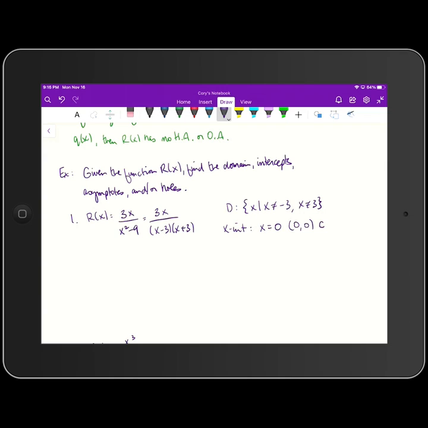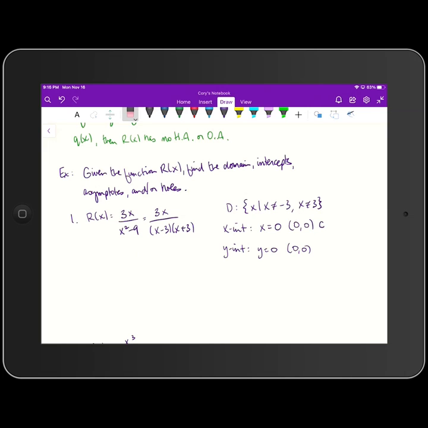Okay, now the way that we algebraically find the y-intercept of a function is we can plug 0 in the place of x and solve for y. So when I plug 0 in the place of x, that makes the numerator 0, the denominator negative 9. So that's going to make y equal to 0 divided by negative 9, which is y equal to 0, which is also going to be the ordered pair 0, 0. So again, we let x equal 0 and solved for y.